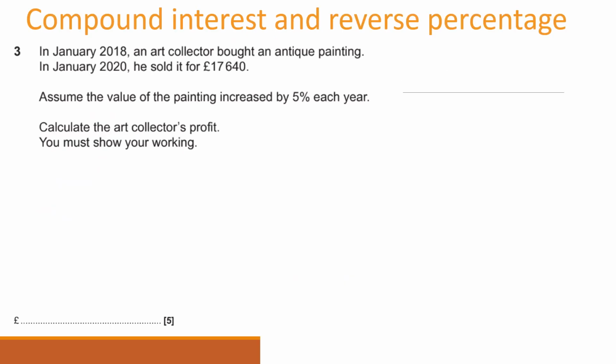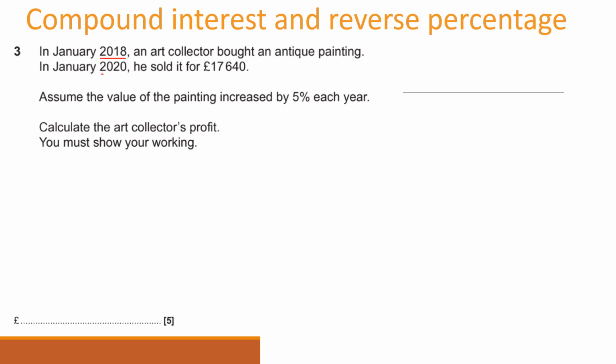Now question 3 is to do with compound interest and reverse percentages. In this question, it's quite a wordy question, and it's really important that you read the question carefully, highlight key bits in the question as you're going along, and make sure you understand what you are being asked to do. So you're given some key information. You're told in January 2018 an art collector bought a painting.